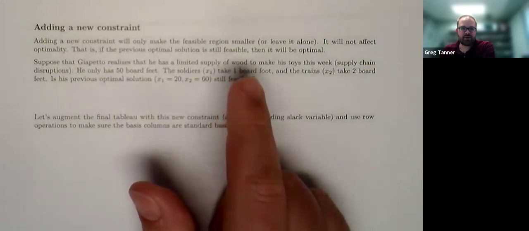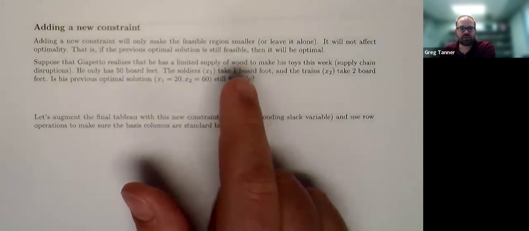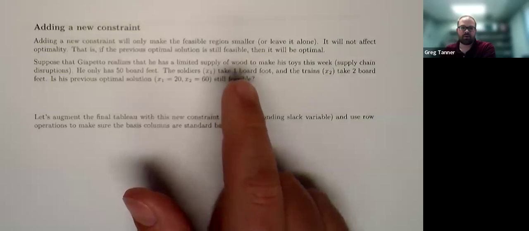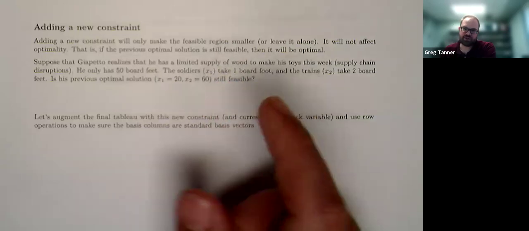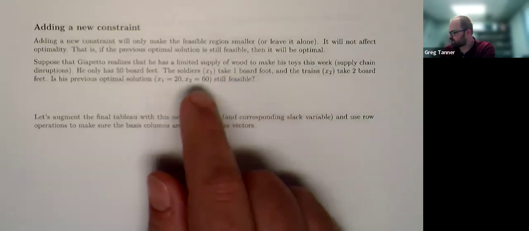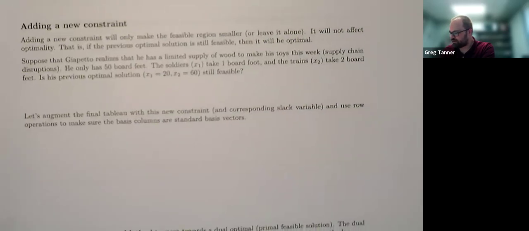That is, if the previous optimal solution is still feasible, then it will still be optimal. Okay, and so what we need to do, last time we checked a dual constraint, this time we'll need to actually check the new primal constraint. So let's think of a scenario where that might happen.